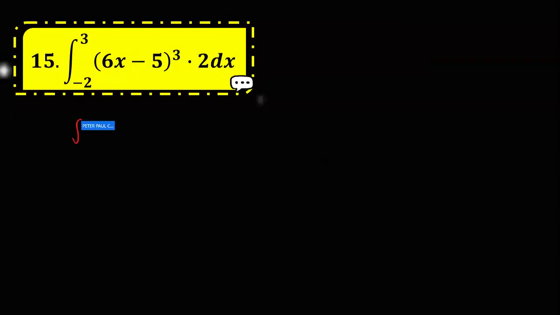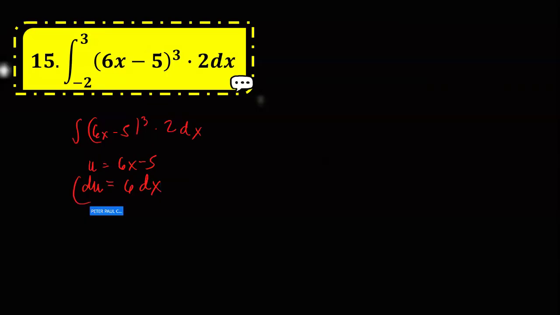We need to integrate first (6x minus 5) cubed times 2 dx. But we can just integrate this one by u substitution. So if we let u as 6x minus 5, then our derivative of u is 6dx, right? But we do not need a 6dx. What I need is 2dx. So what do we need to do? What we're going to do here is to multiply.